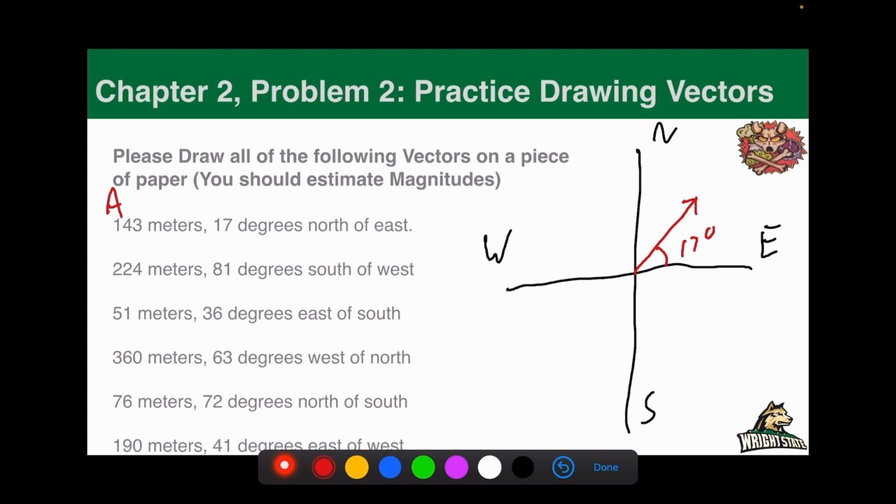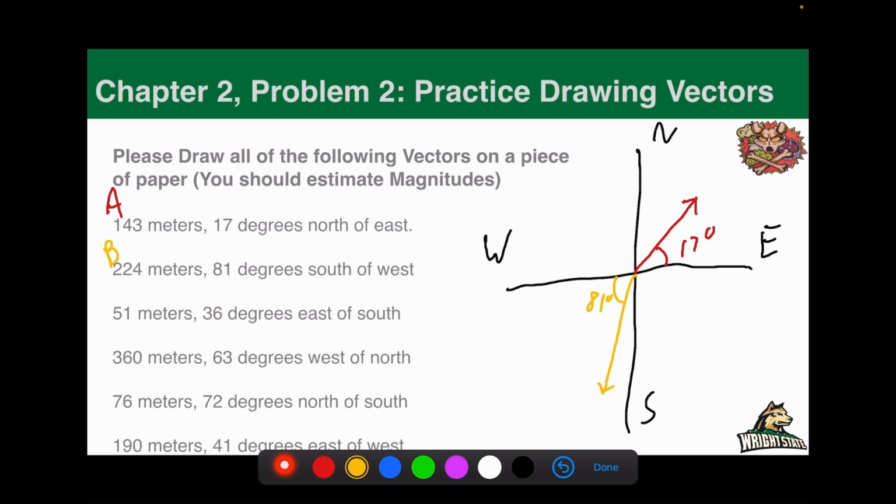Now, my second vector, I'll call that vector B, is 224 meters, 81 degrees south of west. South of west means that from the west, 81 degrees to the south is where I draw my line. 81 degrees is pretty close to 90, so I'll draw it like this. 224 is a pretty big measurement, so I'm going to make my line pretty long. Make it a little bit shorter than that, I suppose. Maybe like this. We'll try. And then 81 degrees is going to be this angle here.